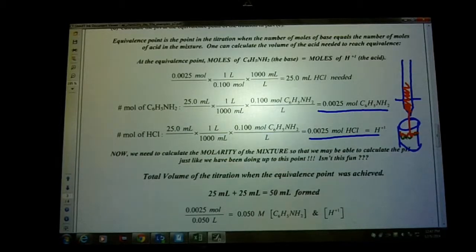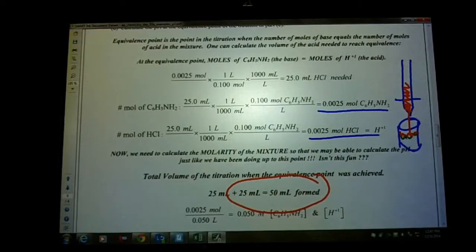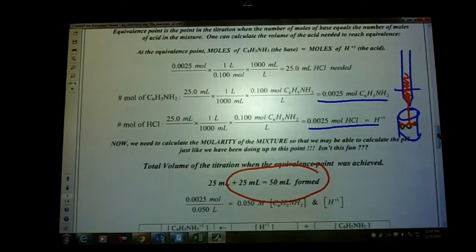So when you add a liquid to a liquid, we have to be aware of the volumes. But when we add a solid to a liquid, we just say it's negligible. We don't worry about it. So we have to be really aware of what our volume is, because that does change the molarity significantly.